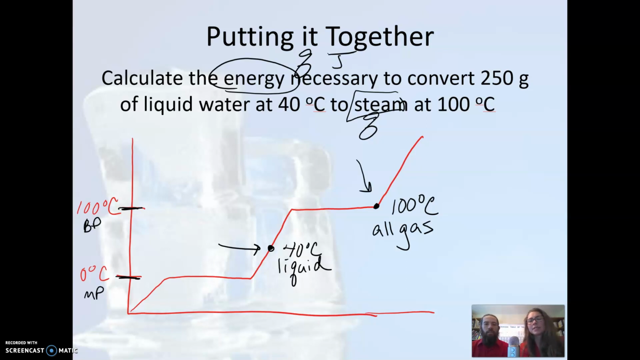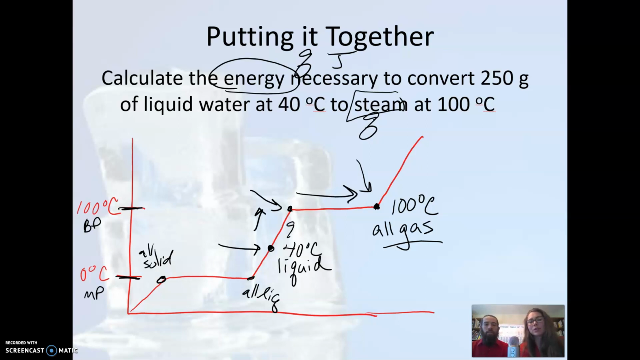So since it's steam at 100 degrees, it's here. This would be all liquid at 100 degrees. This is all gas at 100 degrees. This is all solid at 0 down here. This would be all solid, and this would be all liquid, both at 0 degrees. So we have 2 steps. We have to warm our liquid and then we vaporize our liquid.